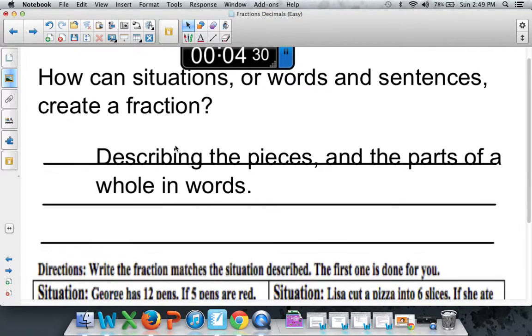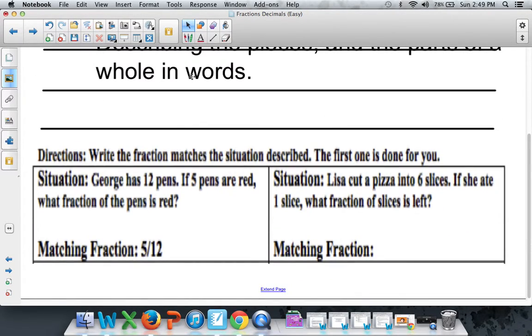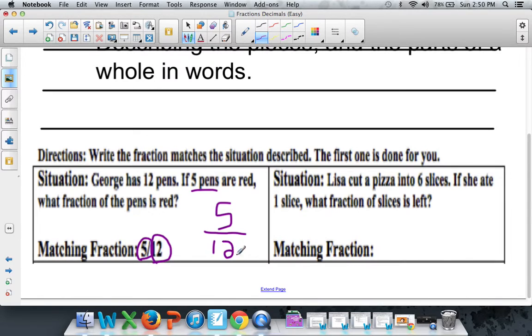That's alright. Here's some examples down below. Write the fraction that matches the situation described. The first one, lucky you, is done for you. Okay, so, situation. George has 12 pens. If 5 pens are red, what fraction of the pens is red? Well, if there's 12 pens total, and 5 of those are red, then the fraction is exactly what you see, 5 out of 12 pens.